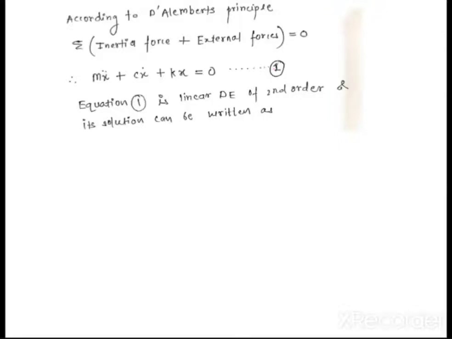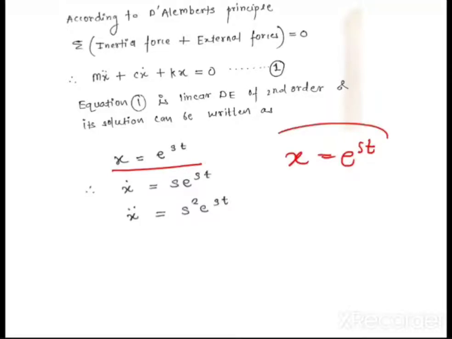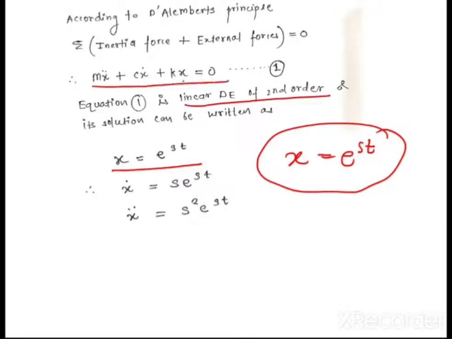Okay. What is the solution? I will give it. The solution is x equal to e raised to st. x equal to e raised to st is the solution of this linear differential equation. What is this linear differential equation? m x double dot plus c x dot plus k x equal to 0.